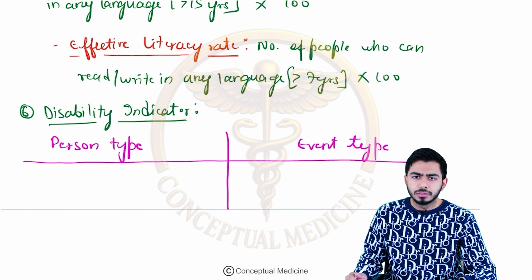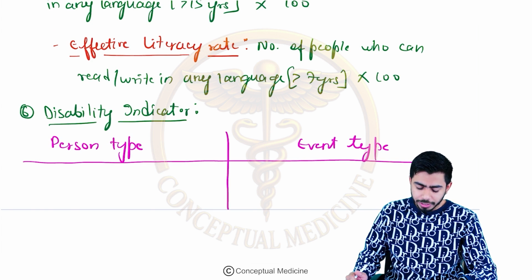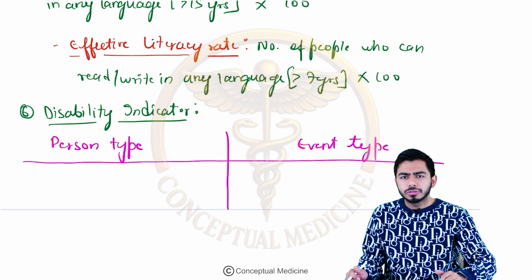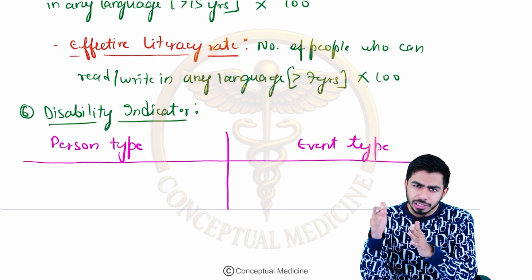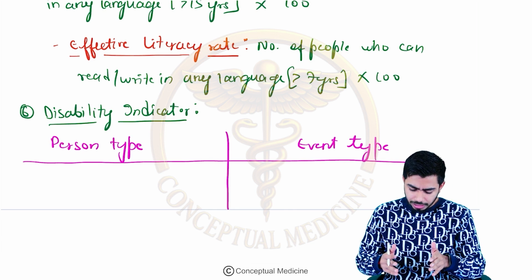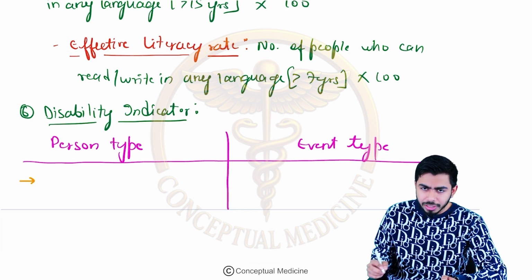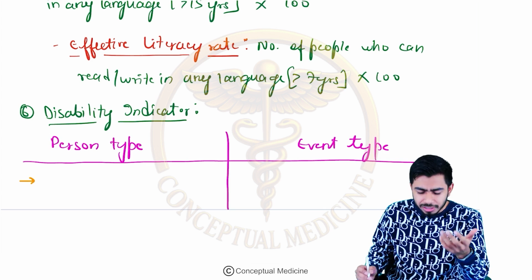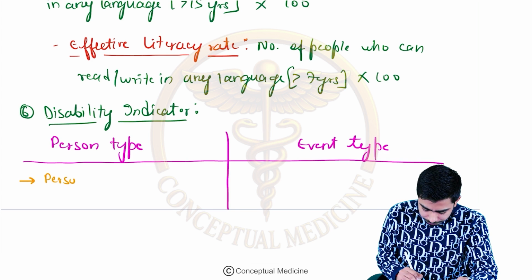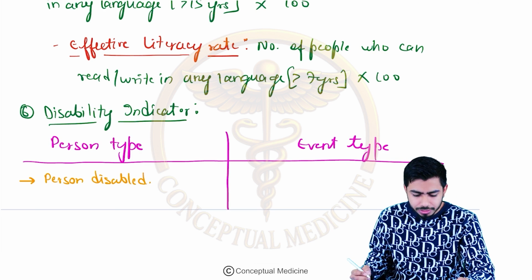Right, so we were talking about the disability indicator now. In the disability indicator, I was talking about that there could be two scenarios. One is the person type disability and another one is the event type disability. So basically, I will try to compare these two. In the person type disability, usually the person is having some kind of disability. So the person is disabled.